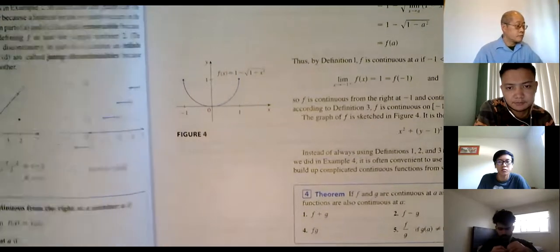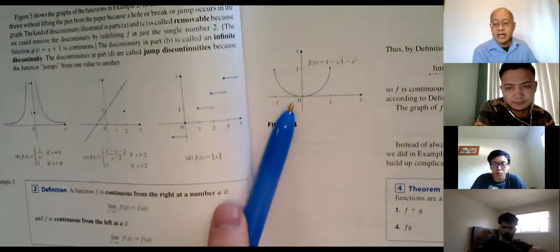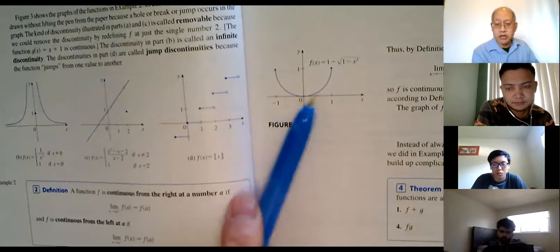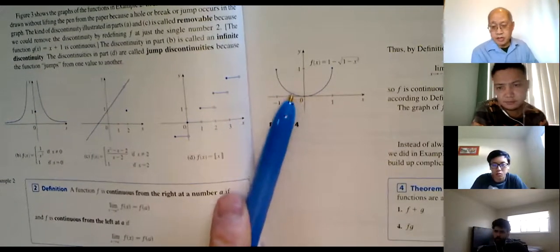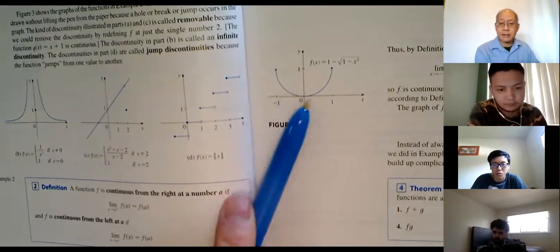Okay. Now, if you just want to say continuous period, then it has to be continuous from the left and the right. So let's say for this function at x equals 0, right? At x equals 0, the function is continuous from the left and also from the right. And so therefore, it's continuous right at x equals 0. I mean, that limit happens to be the same thing.